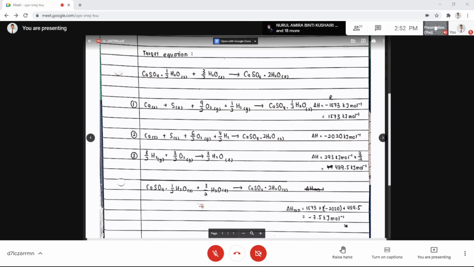Okay, good. Continue. The second thermochemical equation is calcium plus sulfur plus 6/2 O2 plus 4/2 H2. We produce calcium sulfate 2H2O. Okay, yes, this one no problem, correct?